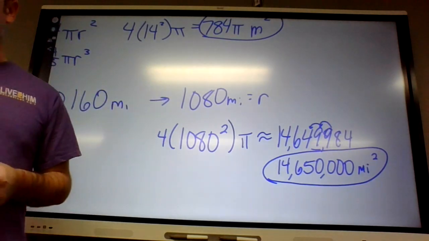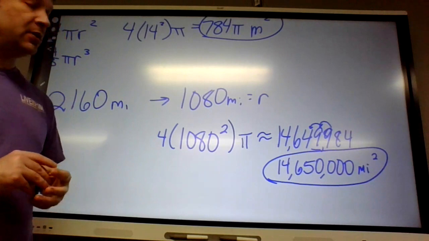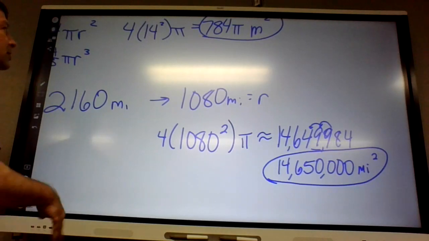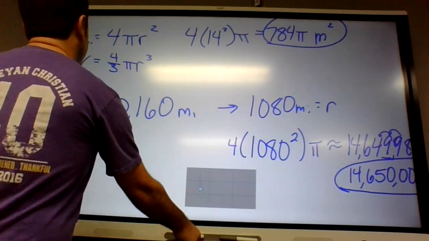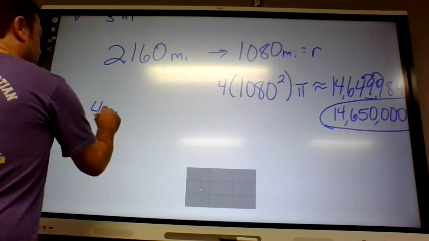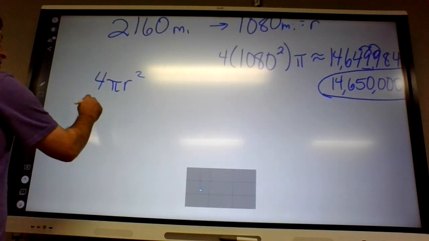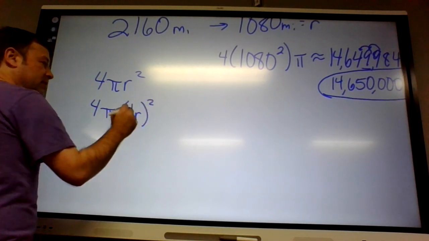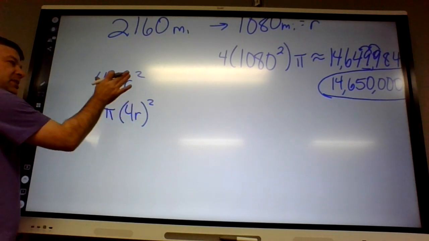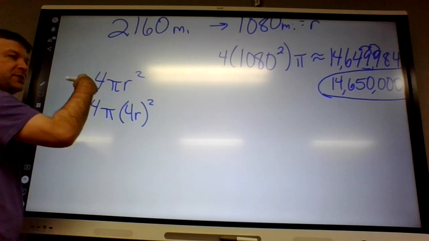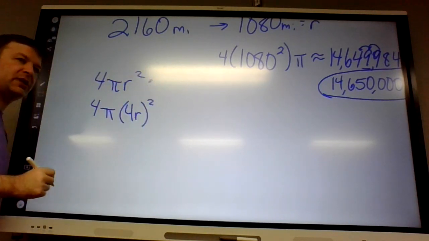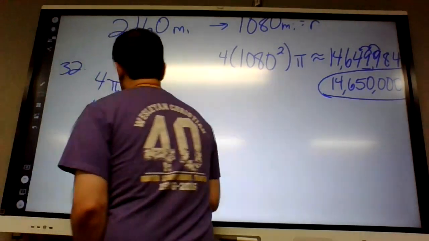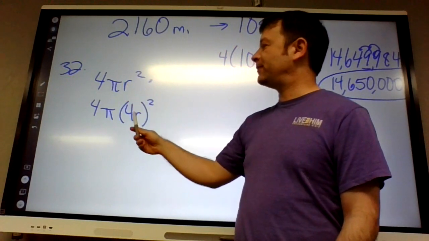So on 32 it says describe how the surface area and the volume would change if the radius were quadrupled. What does quadrupled mean? Times 4. So if we quadrupled the radius, times 4, how much bigger would this sphere be than this sphere? This is just surface area right now. Should be 4 times bigger, right? Okay, I just replaced the radius with 4 times the radius.